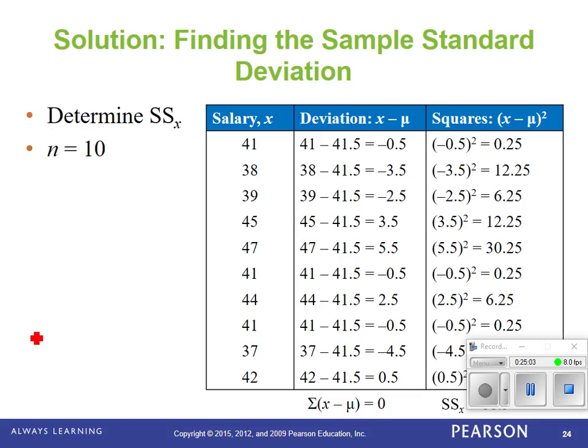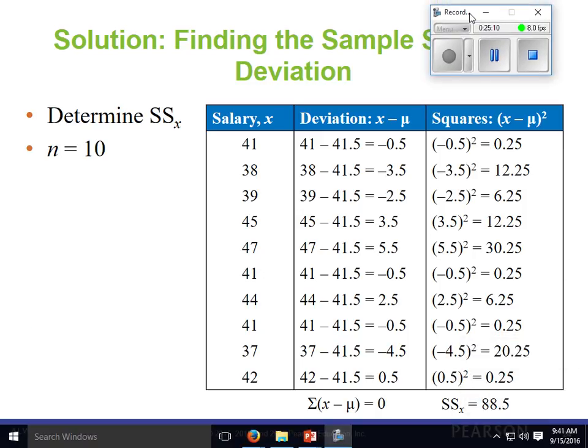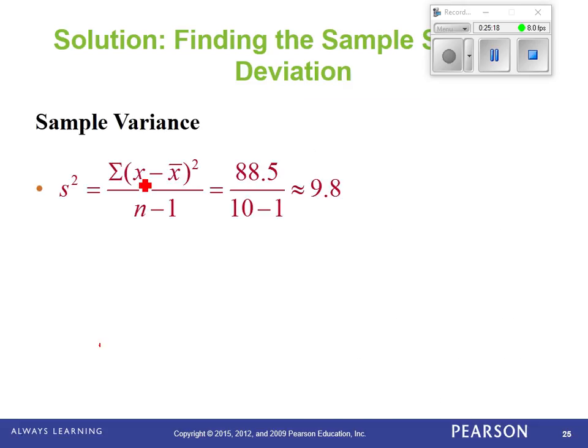This is the book working it out. They found all those. Notice they got 88.5 for the sum of their squares. Next thing they did, they plugged in and rounded off to 9.8.